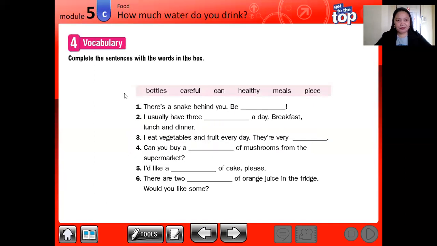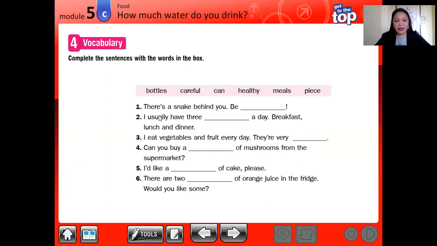Okay, next. We are going to use the vocabulary. Those are the vocabulary words inside the pink box. So before we read the words, repeat after me. Bottles, careful, can, healthy, meals, piece. So from these words we're going to get one from the box and complete the sentences below.